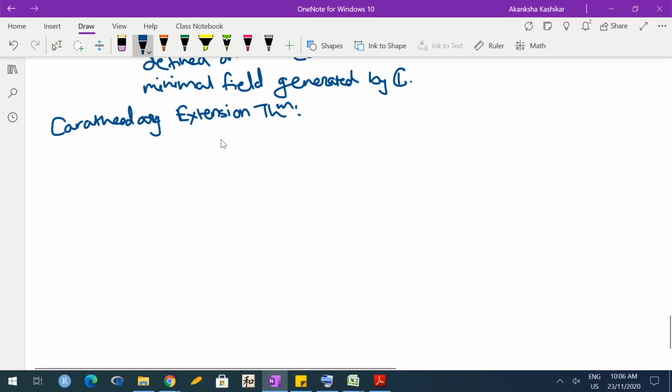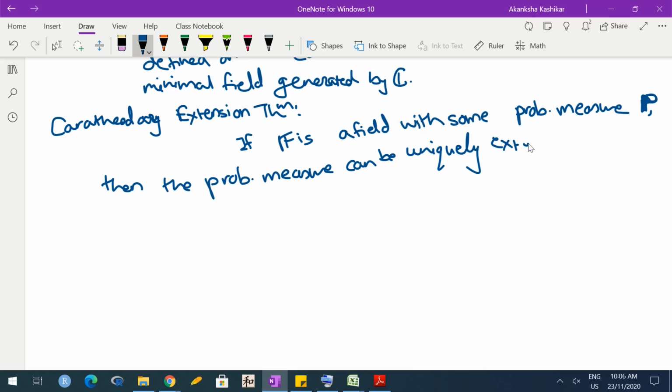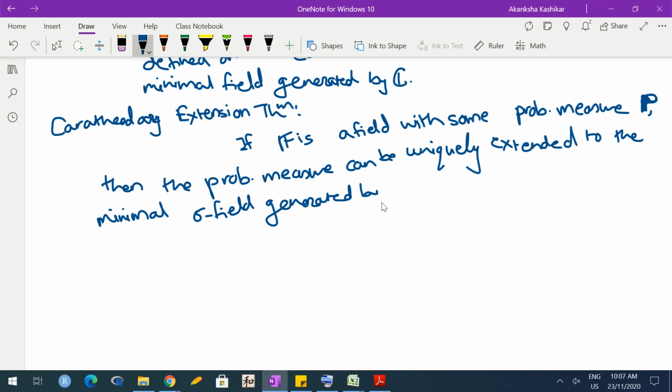So this says that if F is a field with some probability measure P, then the probability measure can be uniquely extended to the minimal sigma field generated by F. We won't go into the proof of this, but now we are going from field to sigma field, and that can also be done in a unique way.